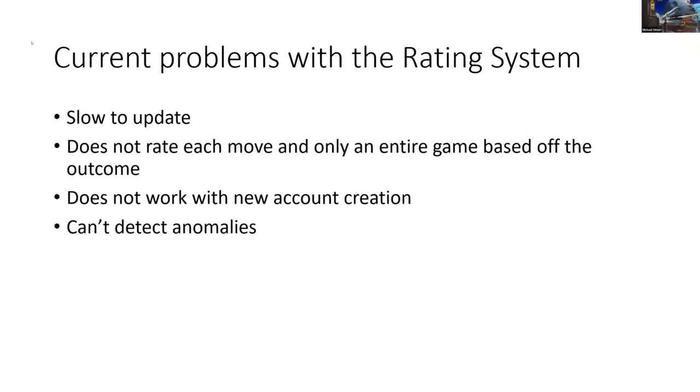So the current rating system updates sort of slowly per game, and it's only for the entire game. In a single game, a lot can happen. Different moves can happen, and people can play good moves, people can play bad moves, but the current rating system just gives you a rating for the entire game and the outcome based off of who you played.